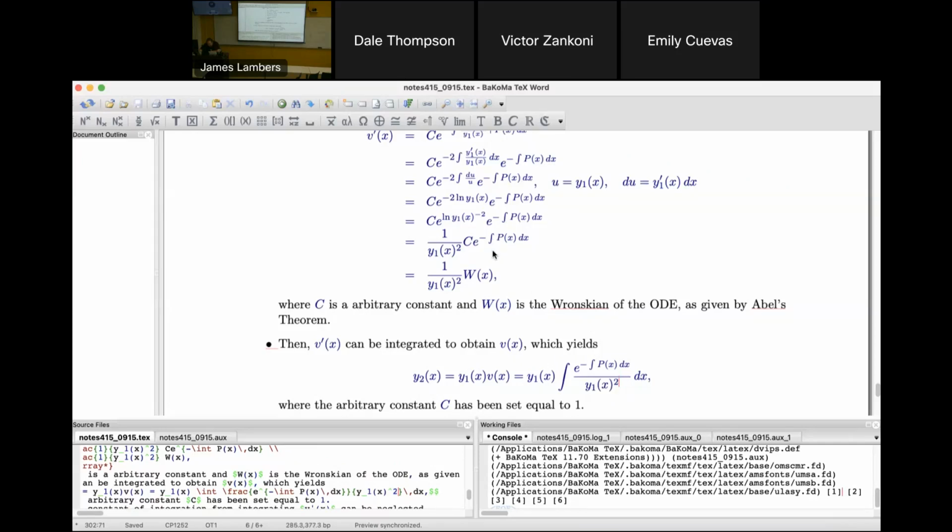And any multiple of a solution of a homogeneous ODE is still a solution. So it doesn't really matter what the arbitrary constant is in this formula, just set it to 1. So this is the formula that you'll be using in the homework for this section in some of our problems to find a second solution.